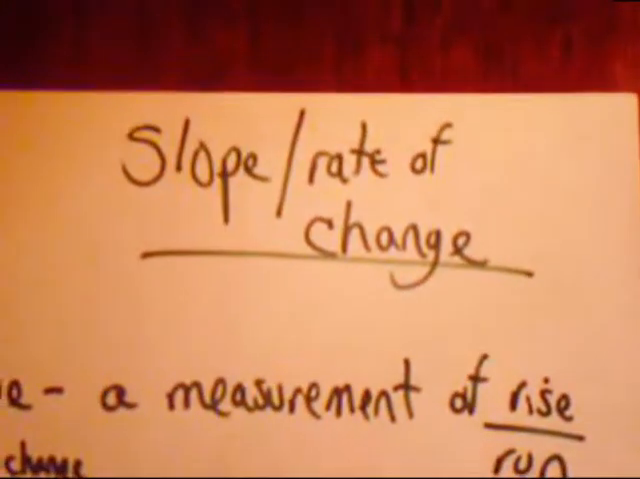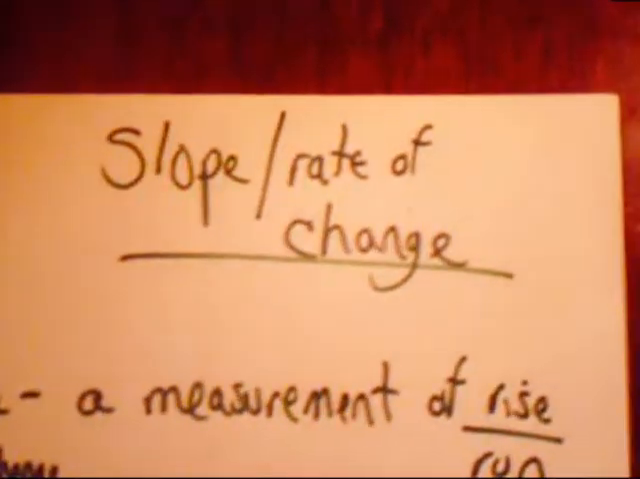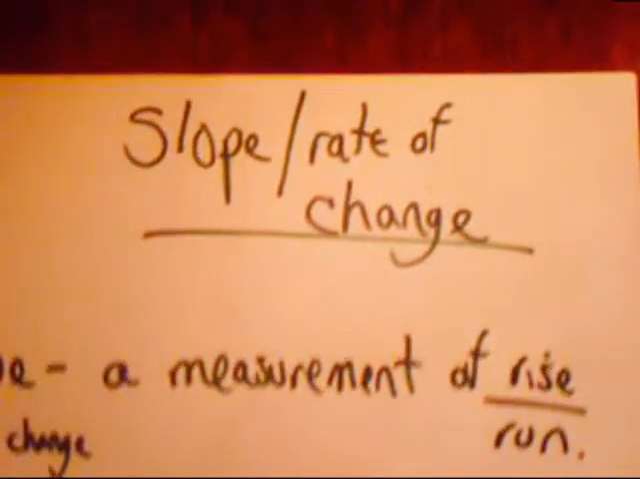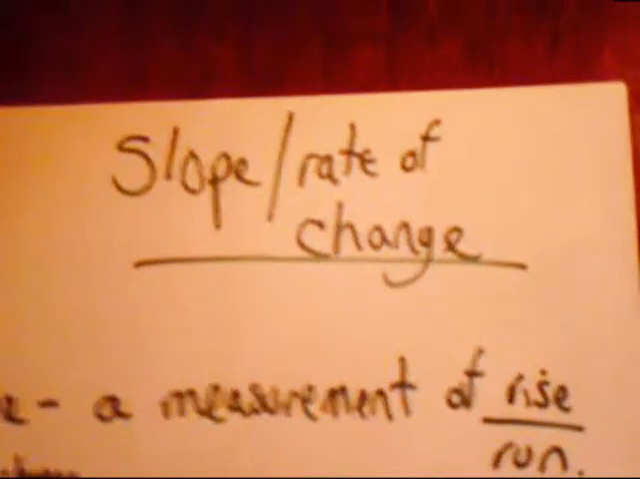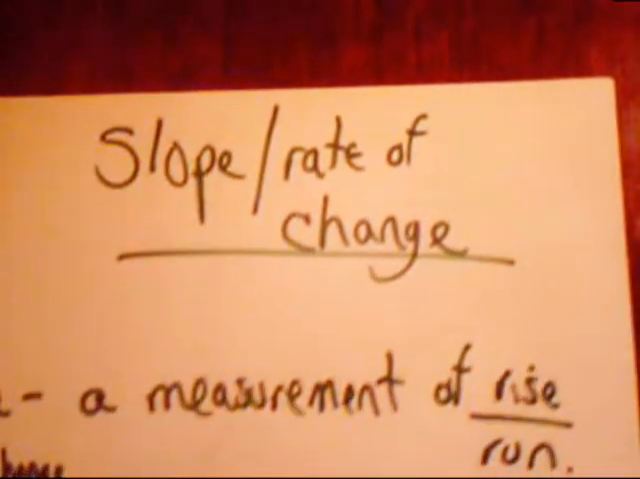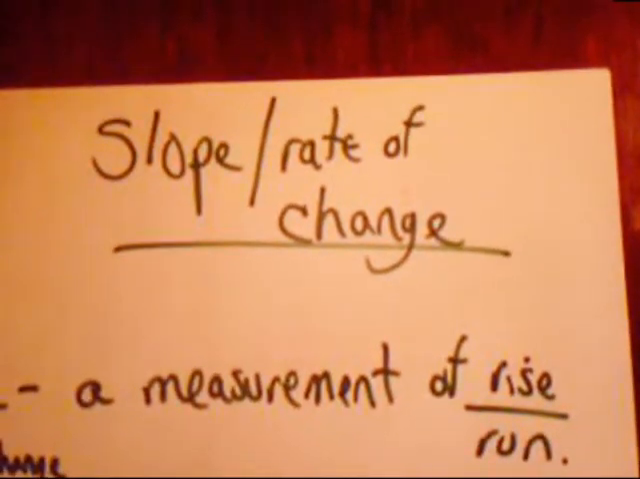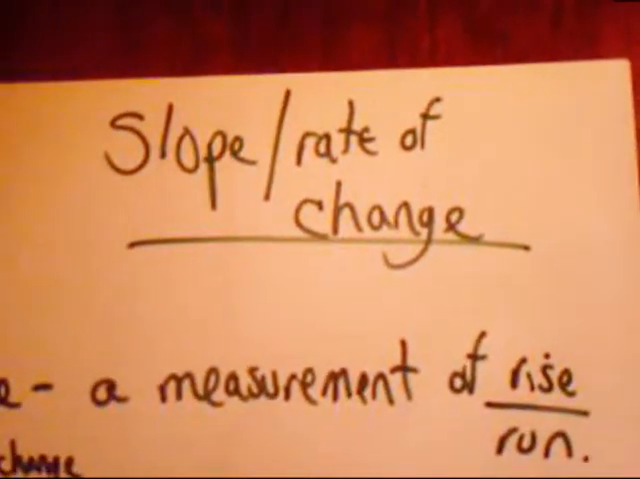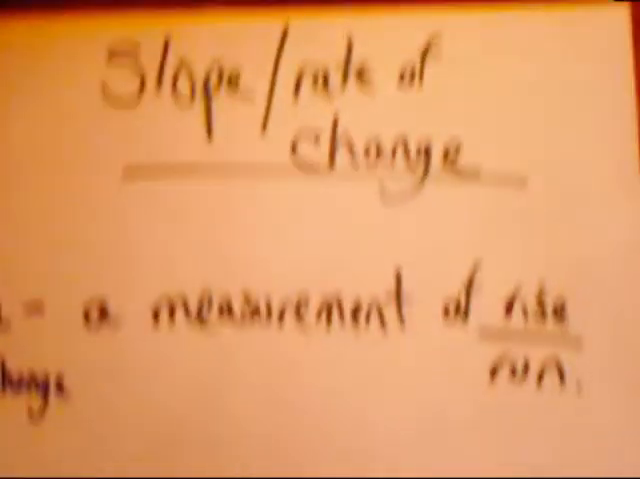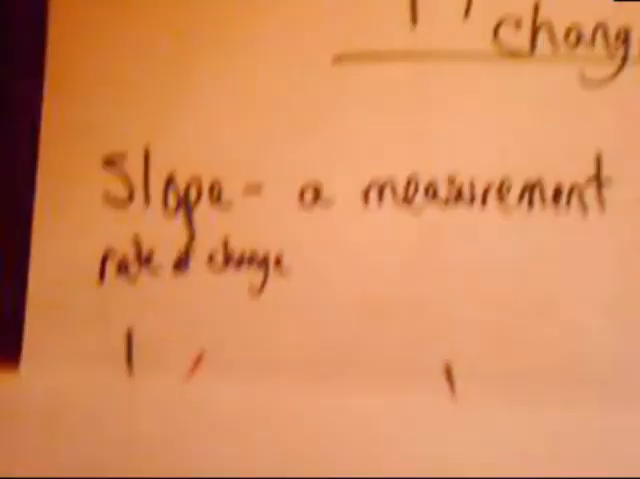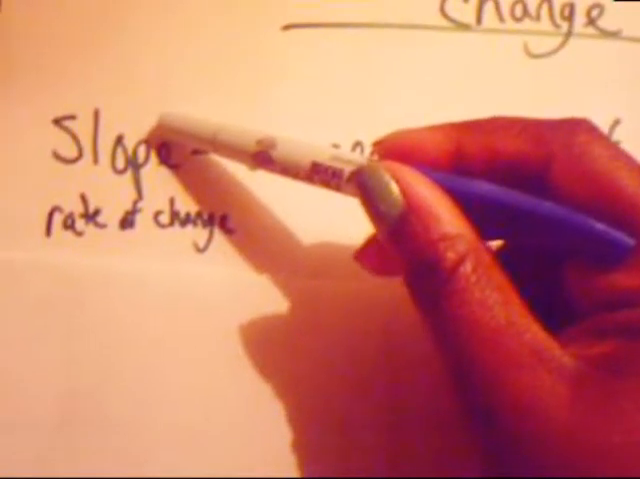Guys, this is a video on slope, which is also known as rate of change. Please remember that this is a huge objective in your 8th grade math, so I want to make sure that you understand everything that it has to deal with. First thing that I want you to know about slope is that it is a measurement of rise over run. Slope and rate of change mean the same thing, so you may hear those terms used interchangeably, okay?